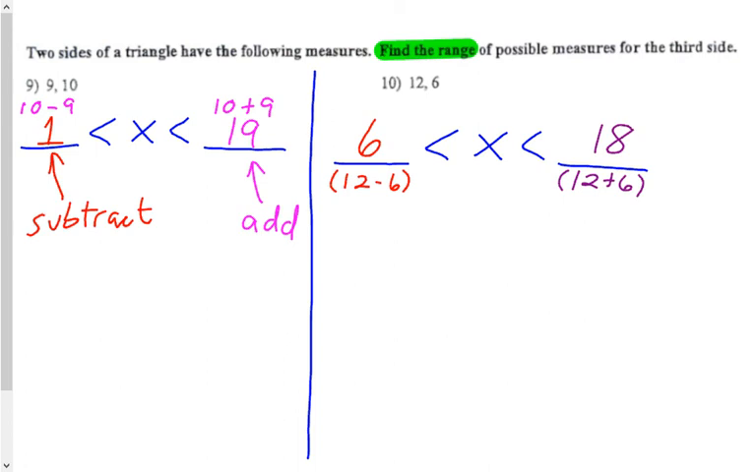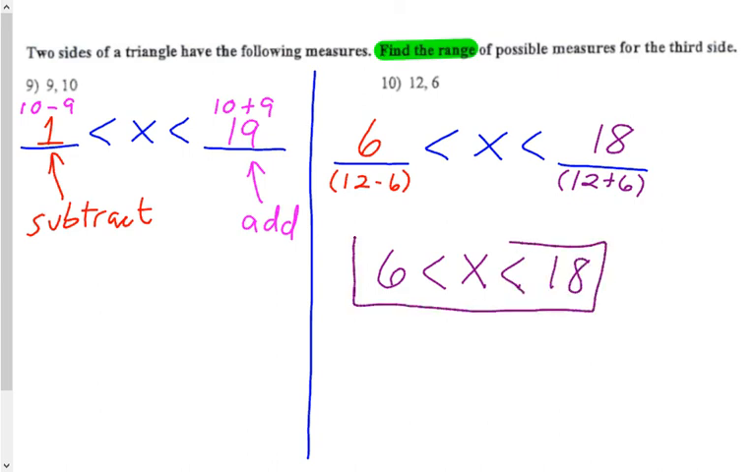So to simplify or to rewrite my answer altogether, it's going to look like 6 less than x less than 18. And that gives me my range of possible measures.